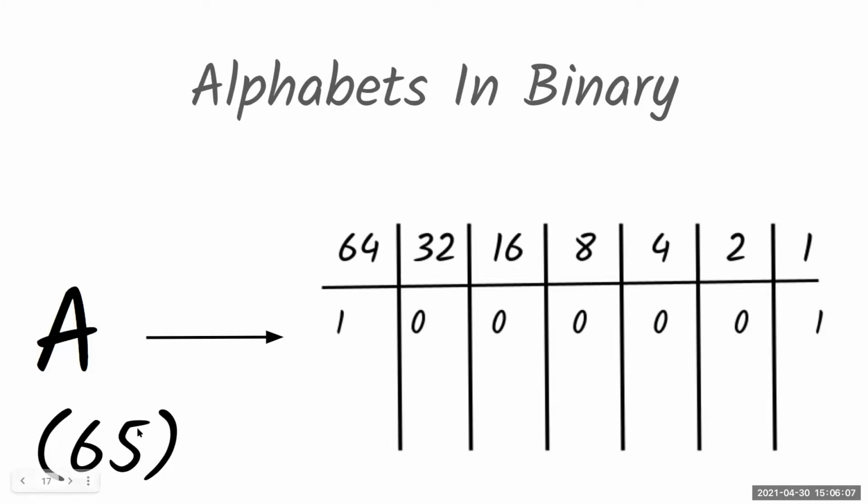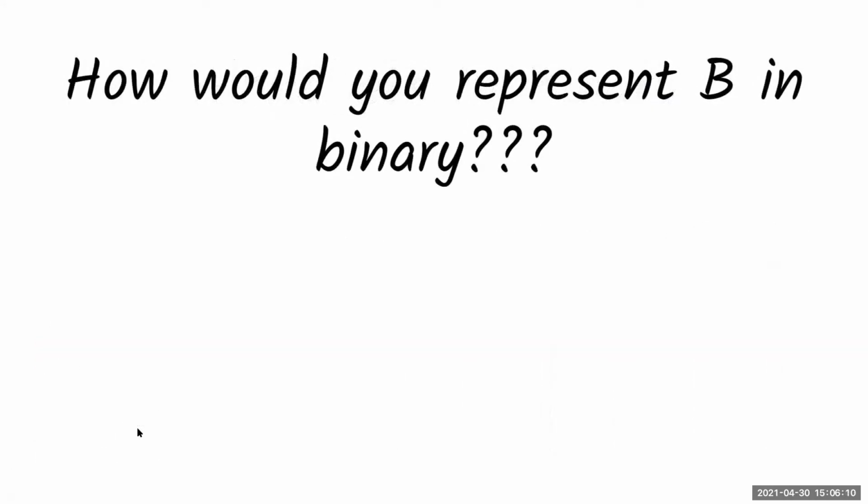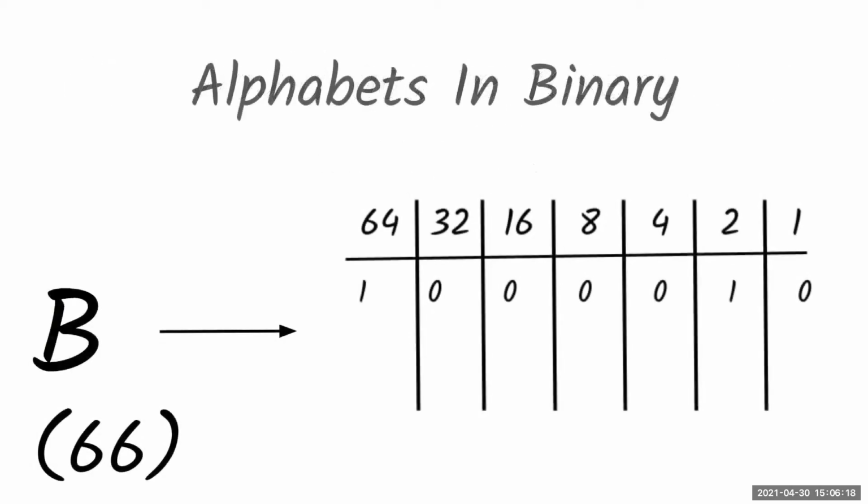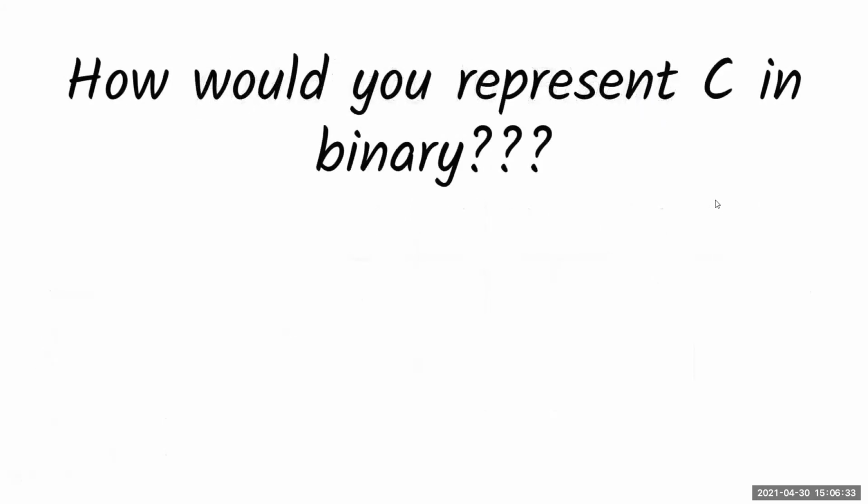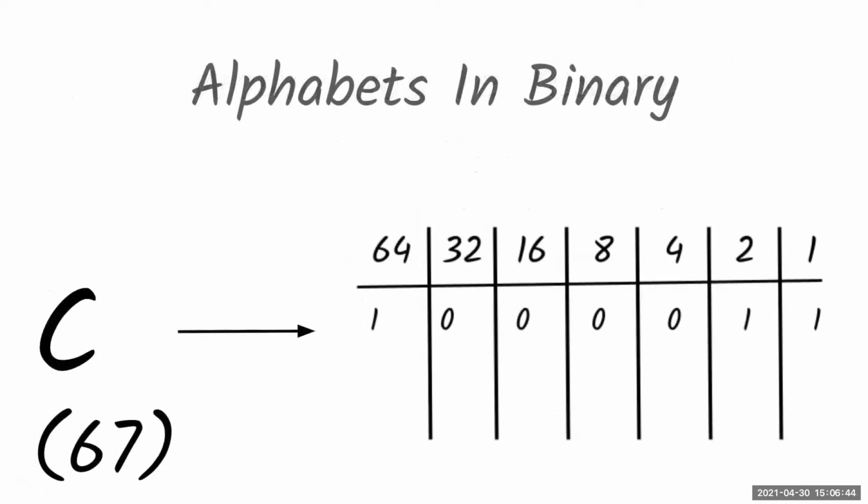So now that we know A in binary, what would B represent in binary? You guys can pause the video, but let's discuss the answer right now. So B is 66 in ASCII. So you would put a 1 under the twos column and then a 1 under the 64 column, because 64 plus 2 equals 66. So now, how would you represent C in binary? You guys can pause the video, but let's discuss. So C is 67 in ASCII.